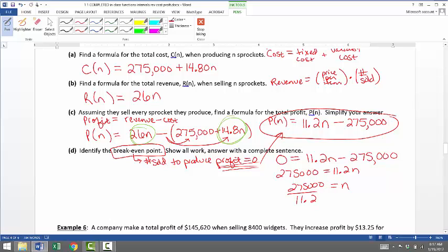275,000 divided by 11.2 gives us approximately 24,553.57143. That's about n. Now remember, n stands for the number of items sold. So if they were to sell 24,553 items, they'd still be in the red. But if they sold 24,554 items, they would just go into positive profit. So I'm going to say 24,554 items. We'll put them out of the red.